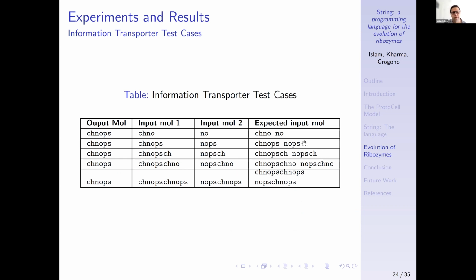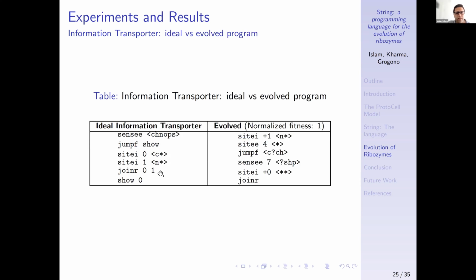So these are the test cases for an information transporter. The information transporter expects a molecule like this in the external environment. As soon as this molecule is sensed, two internal molecules of this pattern are added together, so a transformation occurs. Here you can see the ideal information transporter. It senses a molecule of this pattern, and if it doesn't find it, it jumps to the end, which is basically doing nothing. Otherwise, it will come inside and take two molecules of these patterns, put them in the registers, and then join them together. The evolved version functionally does the same thing.